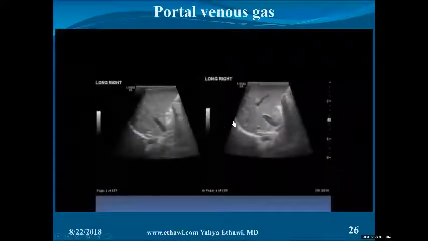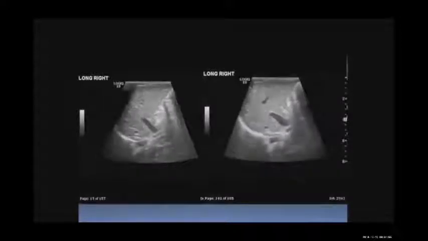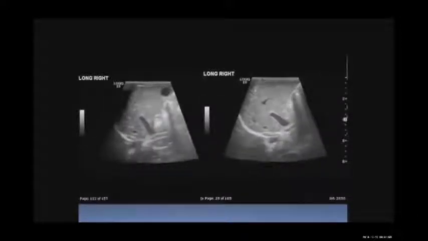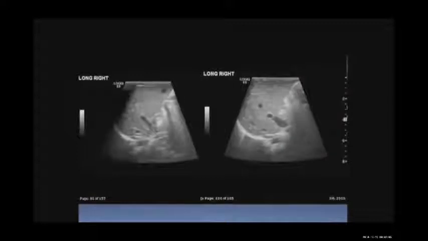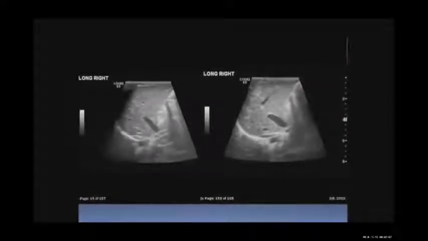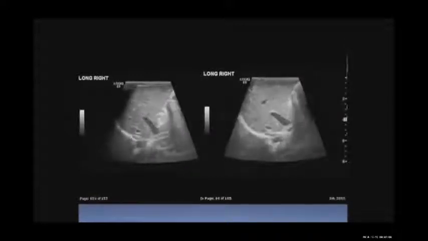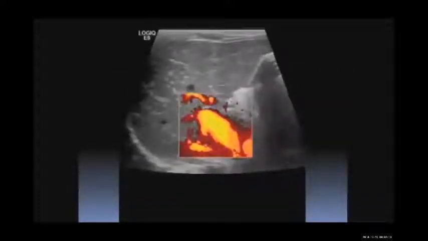Okay. This is very good contrast, you see. You can see there is air, I think, and comet tail. There's air, right.